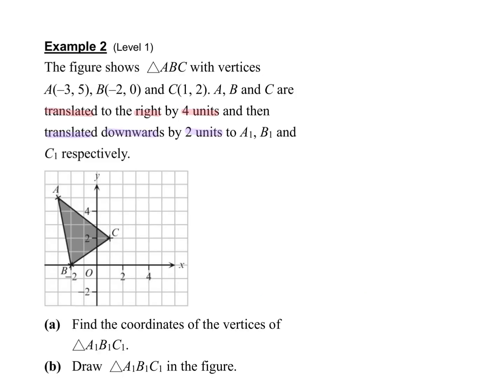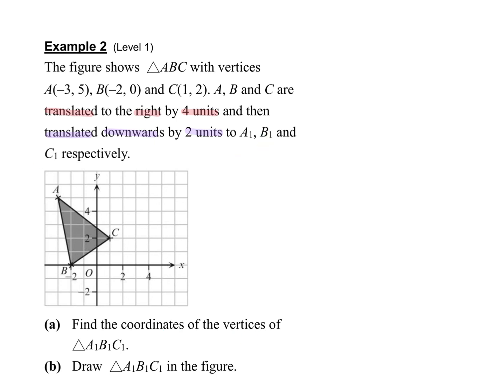Example 2, here we can see ABC as a triangle, and then we have all the coordinates, but now these 3 points are undergoing 2 translations. Firstly, to the right by 4 units, and then downwards by 2 units. At the end, they will go to A1, B1, and C1. Part A, we are going to find the coordinates of these 3 points, A1, B1, and C1.